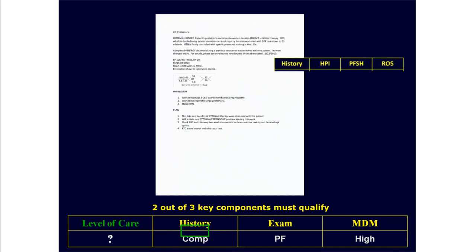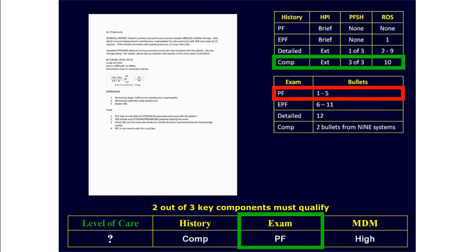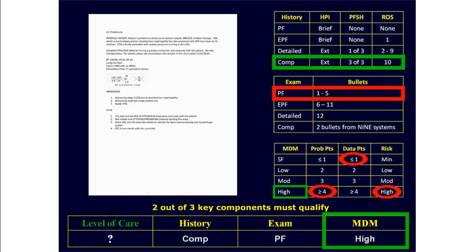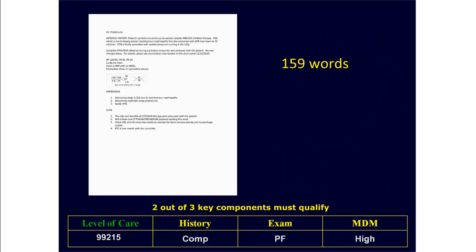When you put it all together, this is how the final note looks. Remember, 2 out of 3 key components are needed, and here we have a qualifying history, a non-qualifying physical exam, and qualifying medical decision-making. So here the 99215 level of care took us 159 words to construct, and it's worth $133, which works out to 83 cents per word.